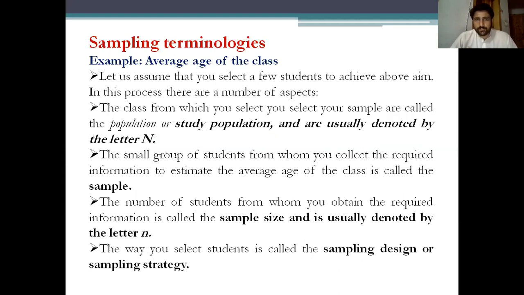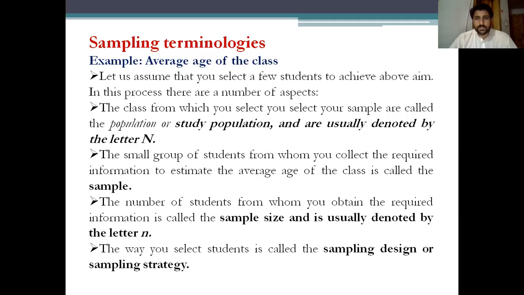If you are assessing the average age of a class, let's say of MPhil students, the class from which you select your sample is called the population or study population. It is usually denoted by a capital N. Yes, that class is your study population.